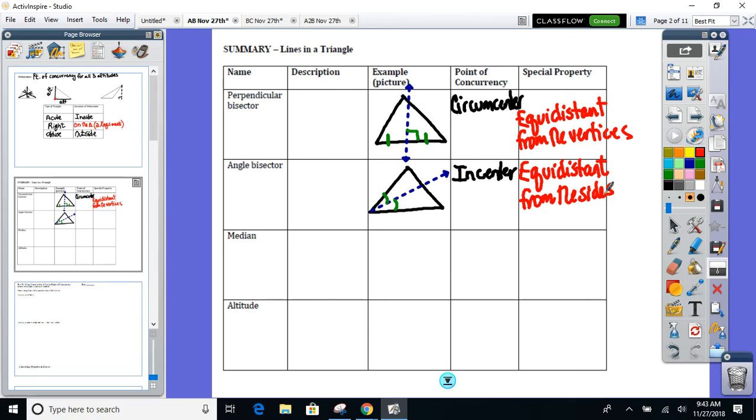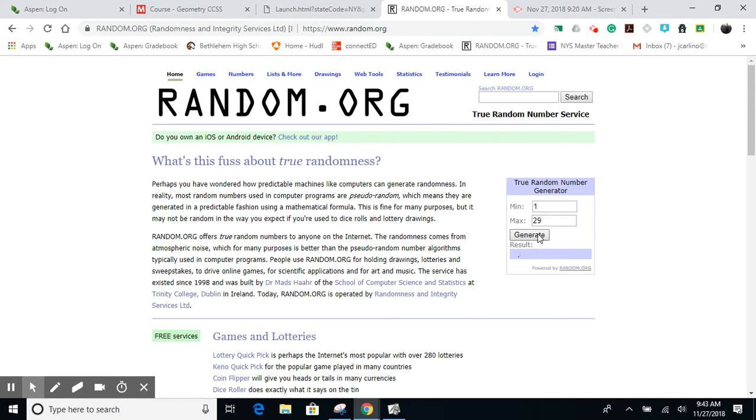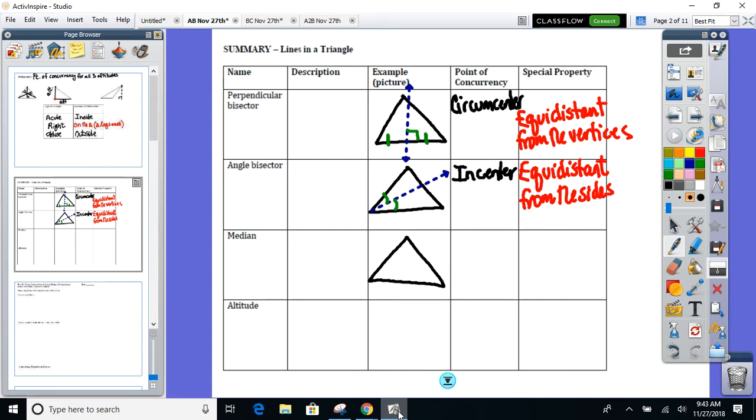We're all good so far. All right. We talked about yesterday. Go ahead, draw yourself a triangle. For a median, what does a median look like? What's your median look like? Where's it got to start? Well, not necessarily. Well, it's got to go to a midpoint.